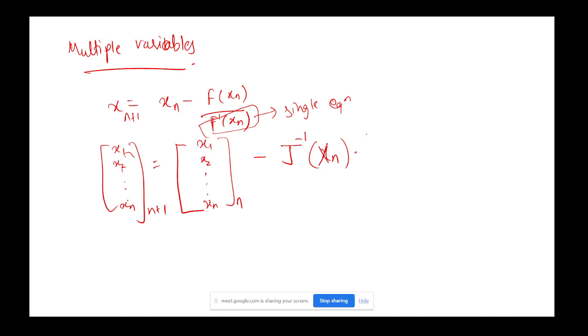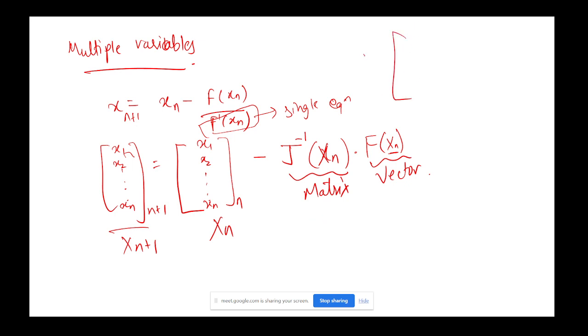So you take the inverse of that Jacobian matrix at xn, multiplied by f(xn). This xn is nothing but a vector, and this is xn plus 1. So you do vector addition and multiplication. This will be a matrix and this will be a vector, so you need to do matrix multiplication.